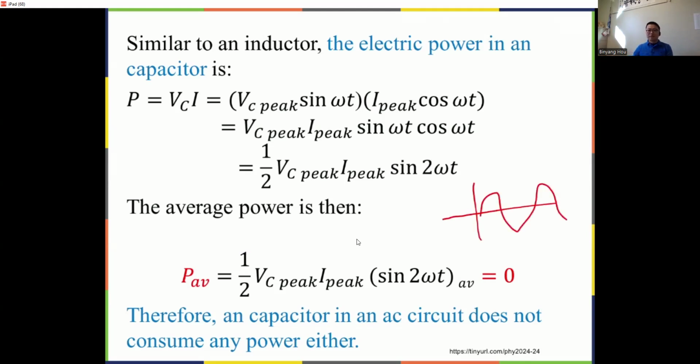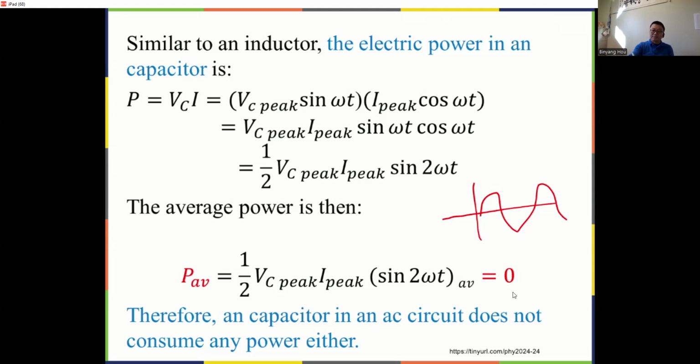So this also tells you that for an inductor or a capacitor in the AC circuit, it does not consume any electrical power. It actually stores energy, and in this case it will be energy in the form of the electric field. So this is a capacitor.